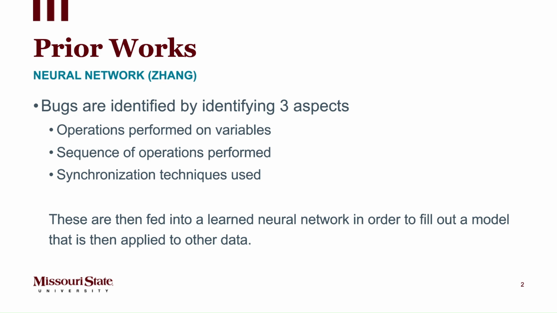It then goes through that and compares the three aspects that we have for our code with the database to see if there are any matches, such as a particular operation being performed on a variable in this specific order using a certain synchronization technique created a concurrency bug at some point. This procedure is very good at detecting race problems, especially with the concurrency bugs.